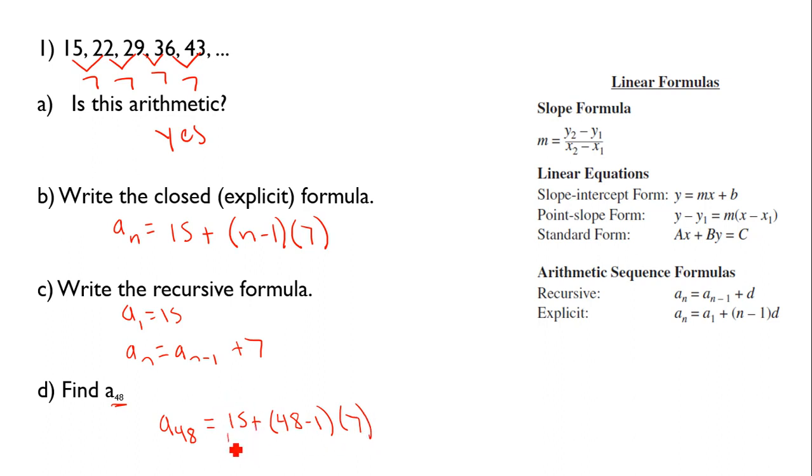Okay, you can plug this whole side right here into your calculator, or you can reduce a little bit, make it 15 plus 47 times 7. Okay, however you want to. Go ahead and plug that into your calculator. When I plugged mine in, I got 344. So that means 344 is my a sub 48, which means my 48th term.